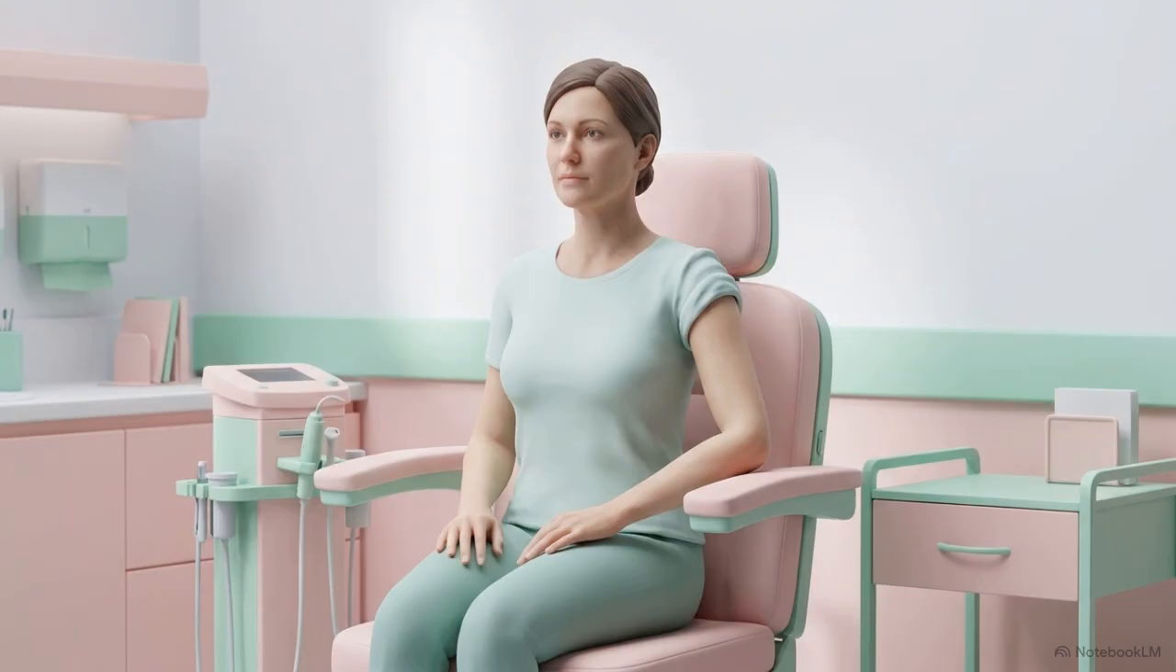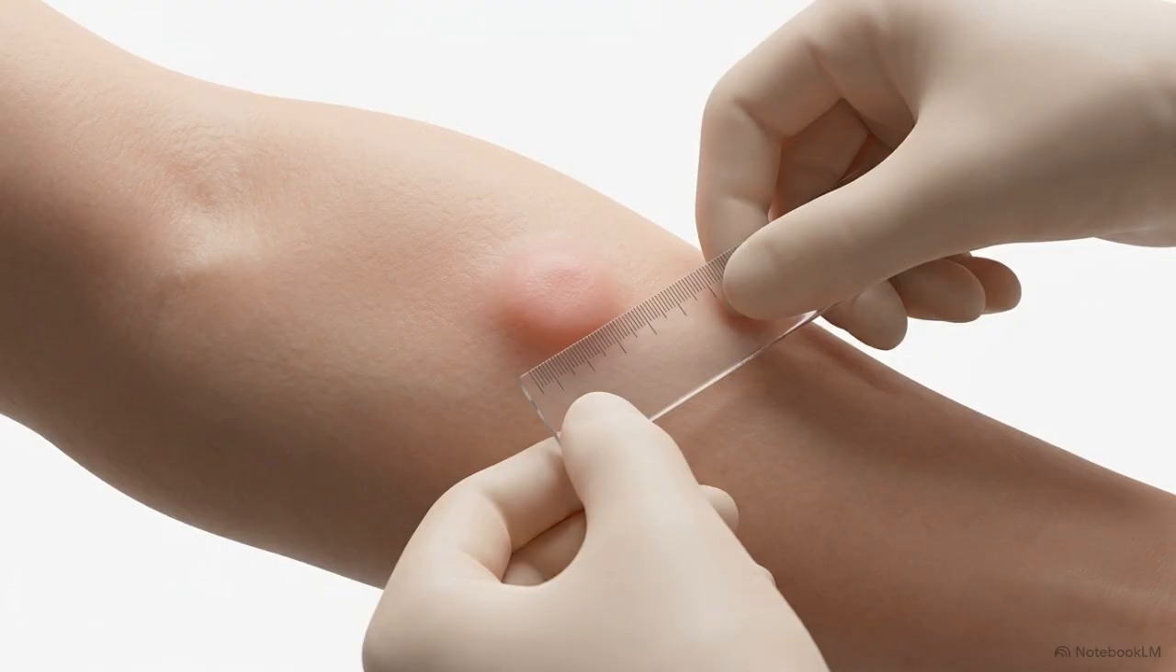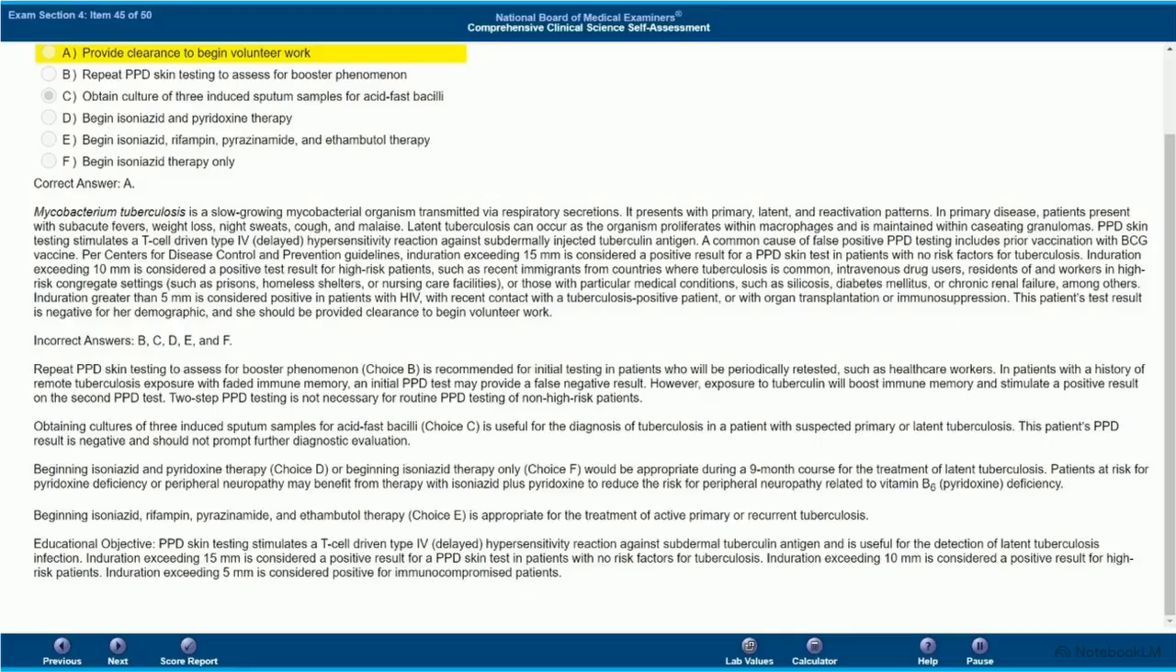For asymptomatic, latent TB, the diagnostic timeline shifts to screening. The Purified Protein Derivative, or PPD skin test, assesses immune memory by measuring the exact millimeter induration of a delayed hypersensitivity reaction. As outlined here in the testing parameters, a patient with no known medical comorbidities and no high-risk exposures requires an induration exceeding 15 millimeters to be considered positive. A result below that threshold is negative, successfully clearing them for standard activities like volunteer work.